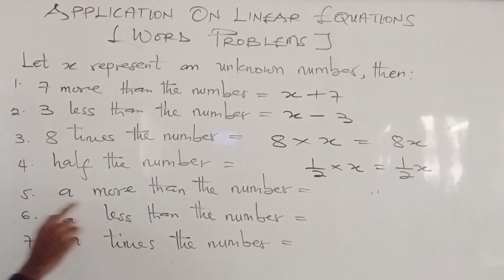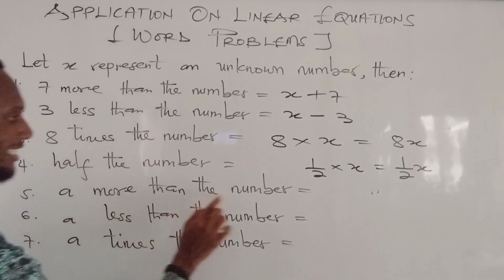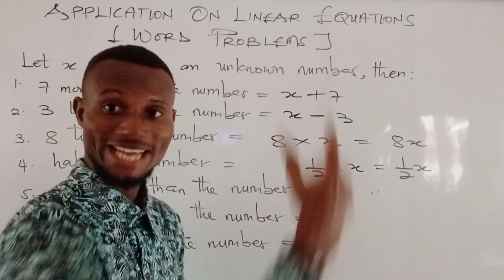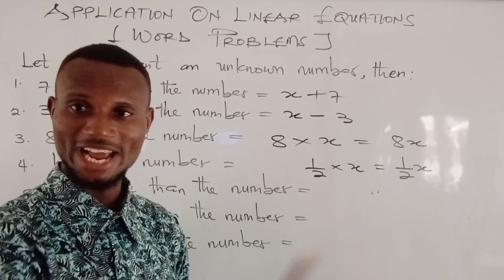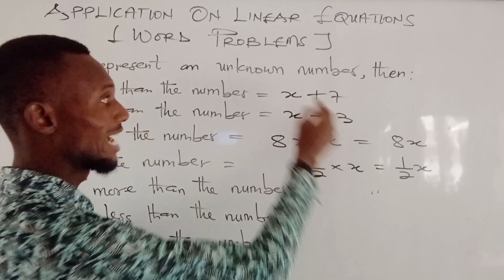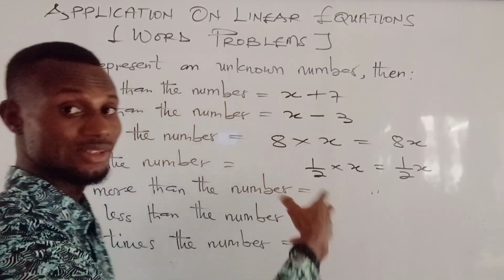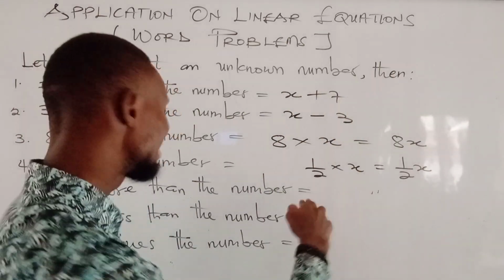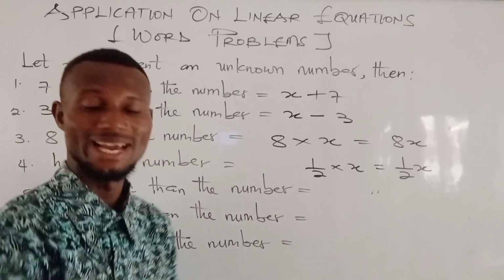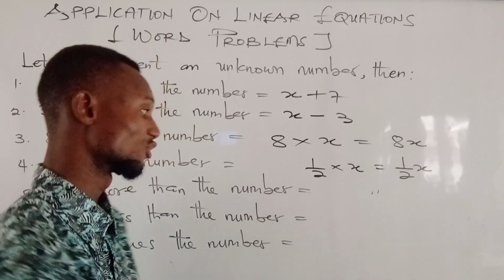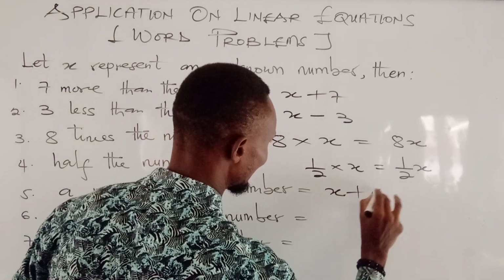Now we are seeing from here that the statement is saying that a more than the number. So the number is s. A more than it is going to be s plus a. I hope the explanation is clear enough. Just like the first one, when we had 7 more than the number, it was s plus 7. In that same way here, we are having a more than the number, so it's going to be s plus a. So this statement is going to be s plus a.